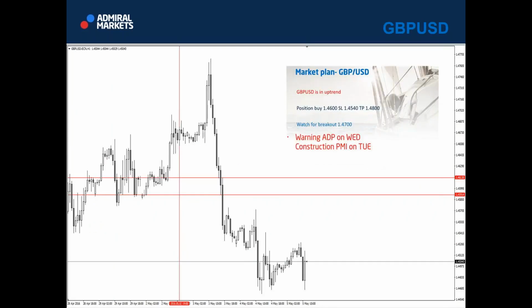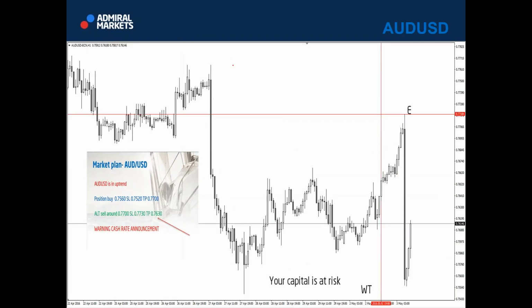Pound dollar was a loss. Well, you can see a huge drop here, and 46 gave us some pips, but only 13 possible pips, so it was not enough to be a qualified winning trade.